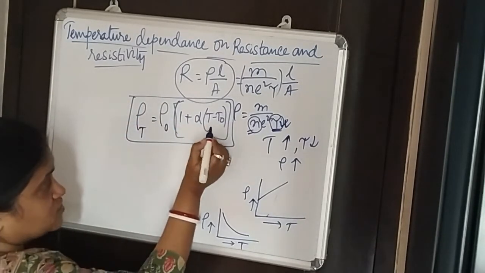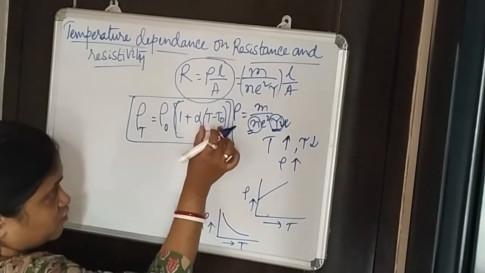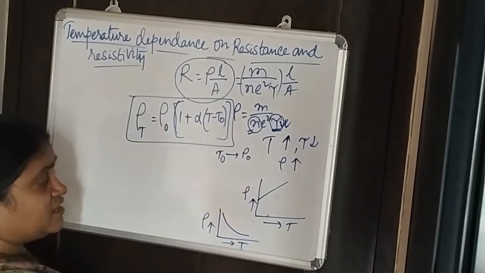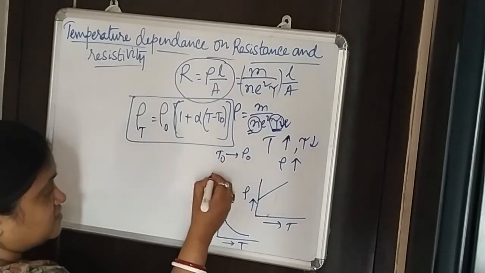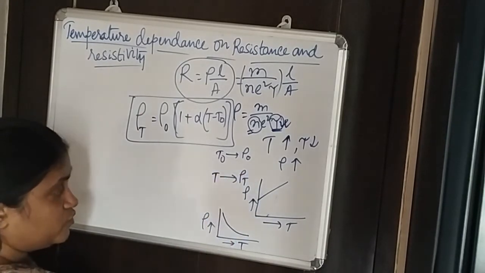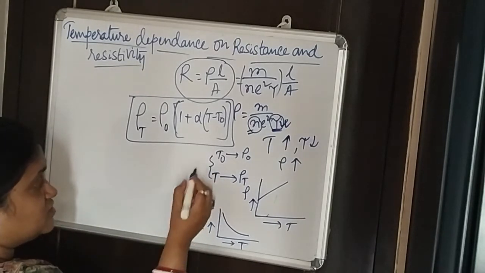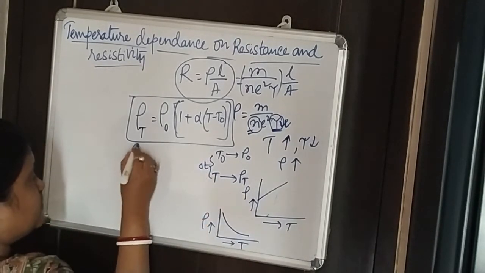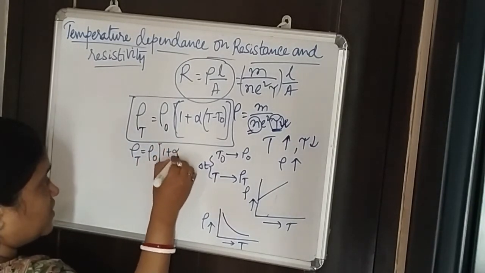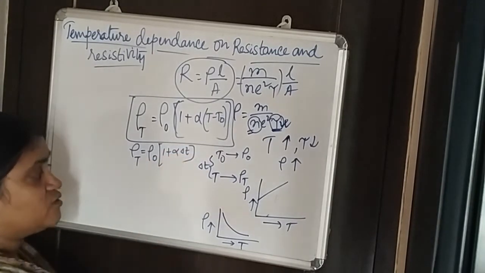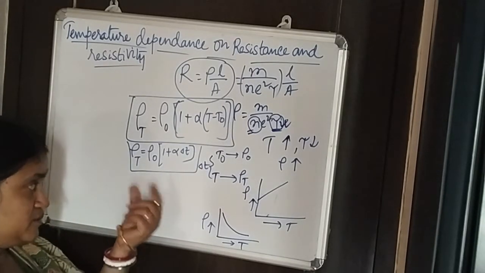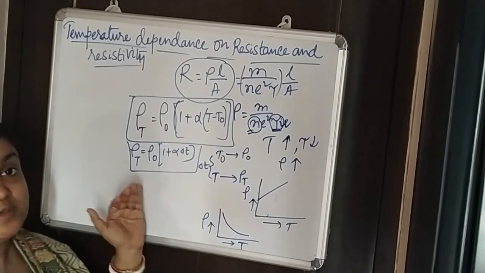This is the expression that is given for the relation between the resistivity and the temperature. Suppose at a temperature T naught I had the resistivity of the material as rho naught, and I increase the temperature to T, and therefore we get my resistivity rho T. If the increase of temperature is del T, then my expression would become rho T is rho naught into 1 plus alpha into del T. So this expression gives me the relation of resistivity with the temperature T.